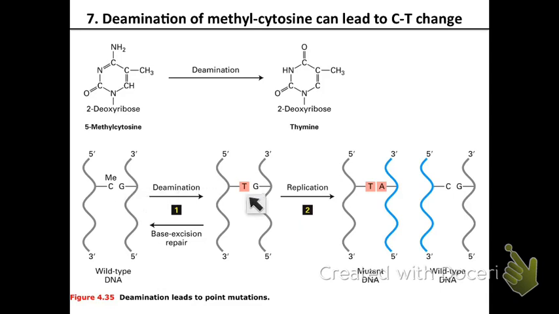But if this damage is not repaired before the next round of replication, the DNA polymerase is going to incorporate an A as a complementary base against the T, and then the other strand is going to take the correct nucleotide. But what you'll have is one sister chromatid containing a mutation, which is basically a C to T change, and the other sister chromatid will have the correct sequence. Does that make sense? All right.